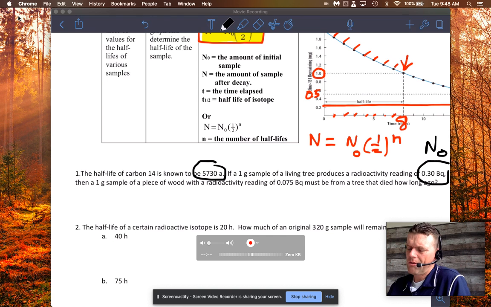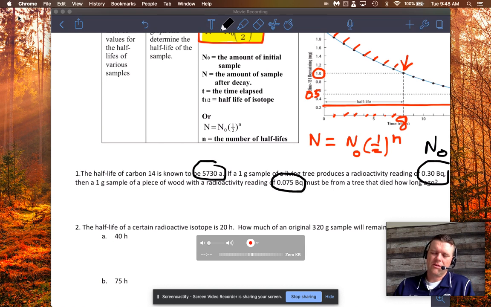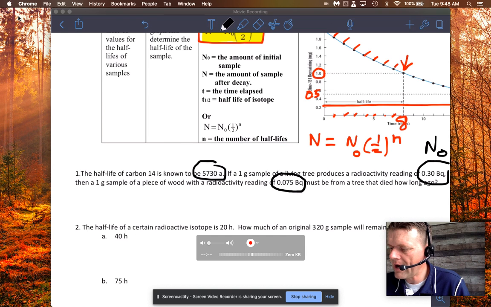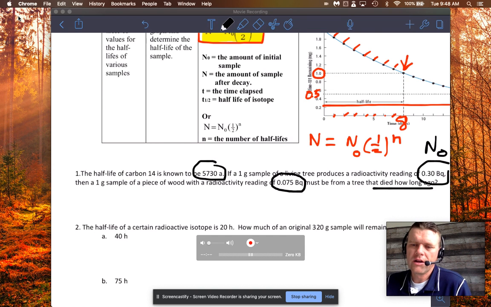Okay, let's finish reading the question, though. It says then a 1 gram sample of a piece of wood with a radioactivity reading of 0.075 BQ. Again, try not to get distracted by some weird units if you've never seen them. You just need to recognize there's an original amount and an amount left over. So it's asking, this must be from a tree that died how long ago? Basically it's saying how old is this tree?